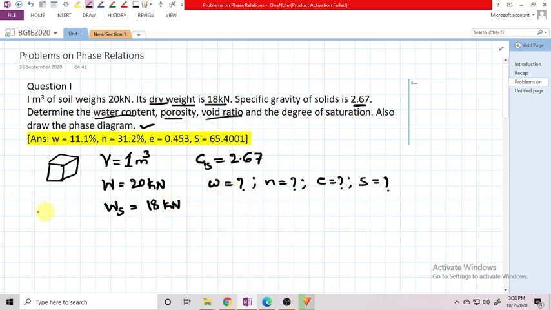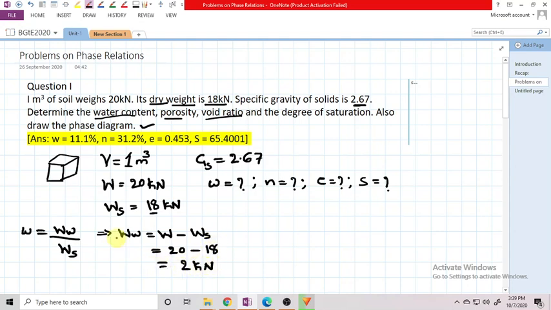So what is the water content formula? Water content is equal to weight of water by weight of solids. Sorry, I know the weight of solids, which is 18 kilonewton, but I don't know the weight of water. But I know the total weight. If I deduct the weight of solids from the total weight, obviously I will get the weight of water. So weight of water equals total weight minus weight of solids, which is 20 minus 18, that means 2 kilonewton.